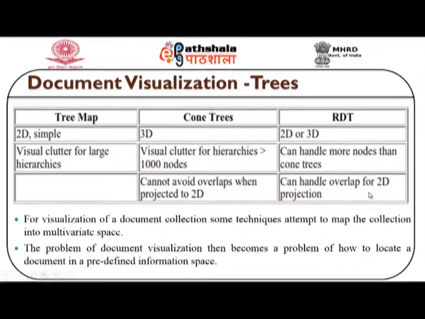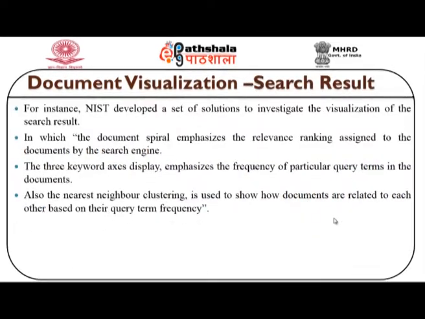So for visualization of a simple document collection, some techniques attempt to map the collection into a multivariate space as such. The problem of document visualization then in this case becomes a problem of how to locate a document in a predefined information space as such.